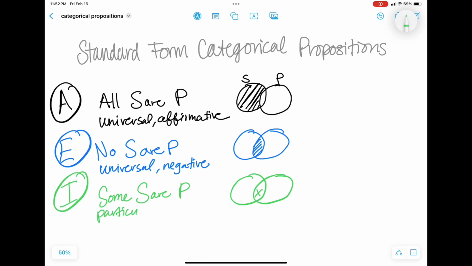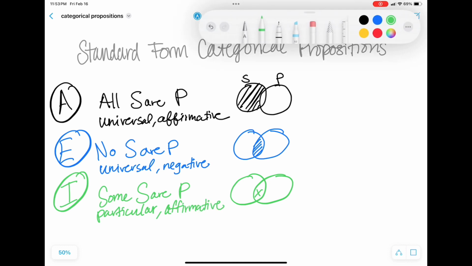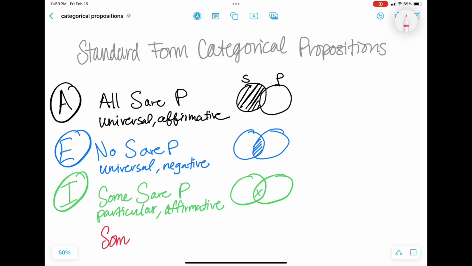The X in the Venn diagram indicates that there is at least one thing in that region of the Venn diagram. So if some S are P, there is at least one thing in that region, and it's particular. That's why we use an X instead of using shading, and it's affirmative, so there is something there.